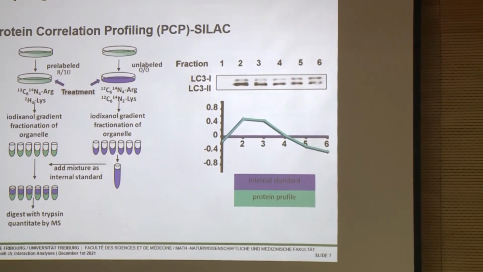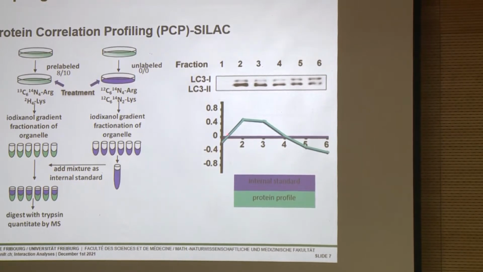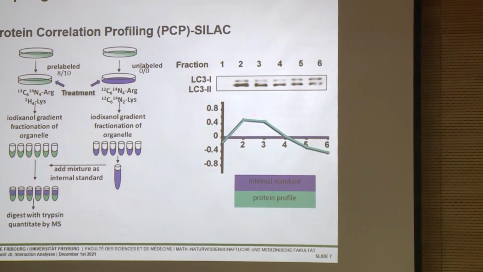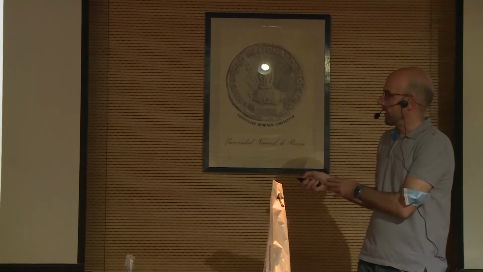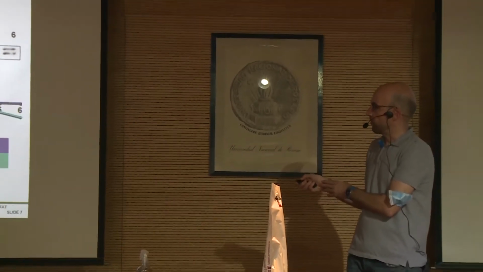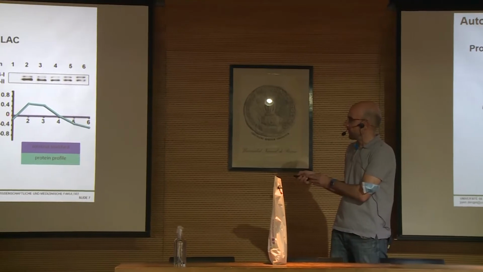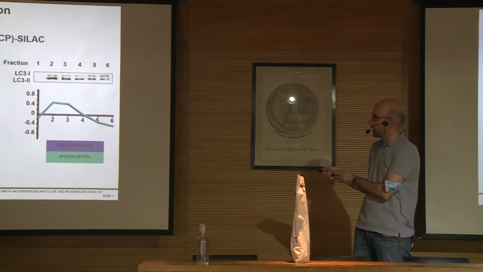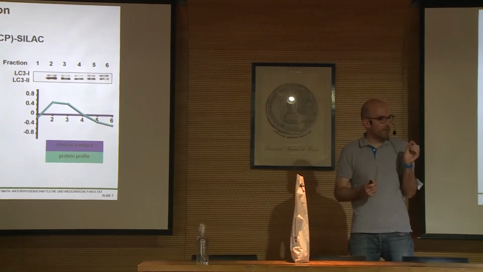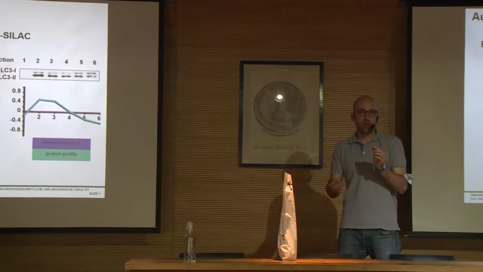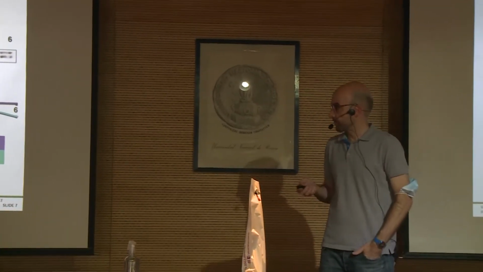Here in green, turquoise color, you have this original distribution over the gradient, and then in violet, this would be the standard, right? The average presence of all the proteins in all the samples. And because we have spiked that together, we can now measure fraction 1, fraction 2, 3, and so forth, and then we can relatively quantify our protein of interest compared to our internal background, right? And this quantification is very accurate compared to any label-free quantification.